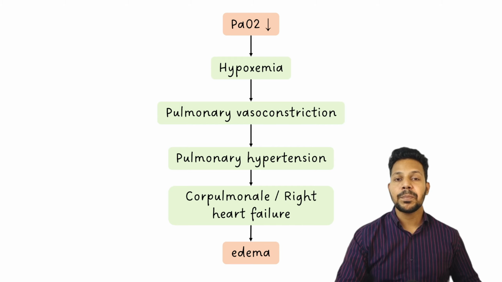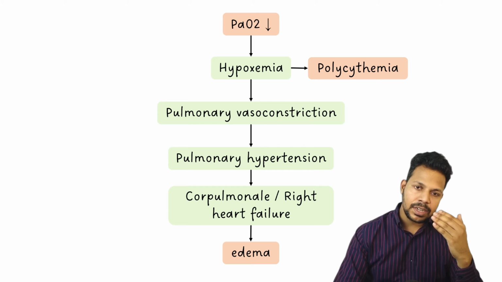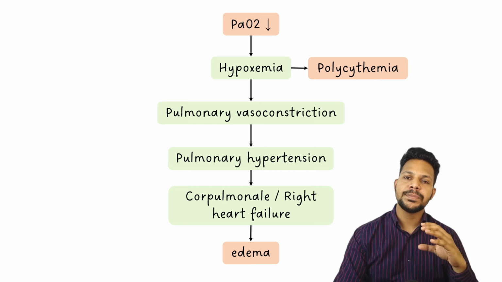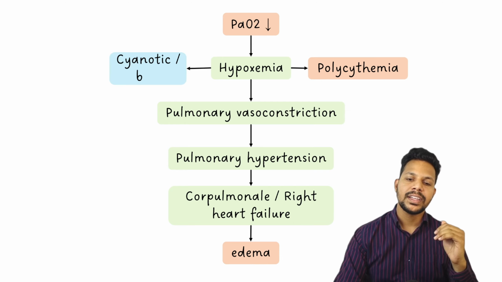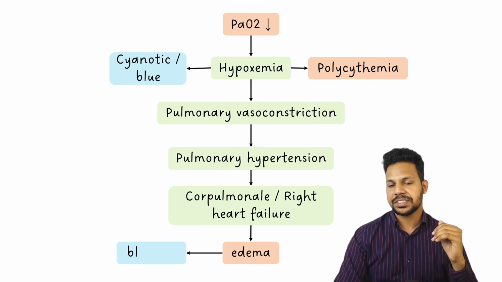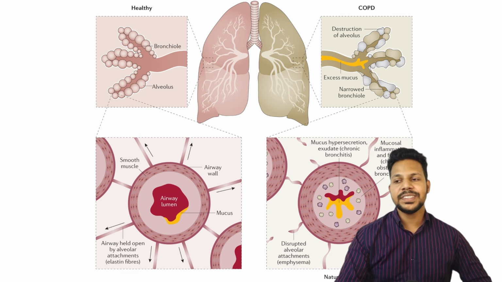This hypoxemia, prolonged hypoxemia, can also increase the production of red blood cells in the body, and the patient will have polycythemia. These patients with reduced PaO2, prolonged hypoxemia, the patient will develop cyanosis. And since these patients are also having edema, these are called the blue bloaters. Blue bloaters.